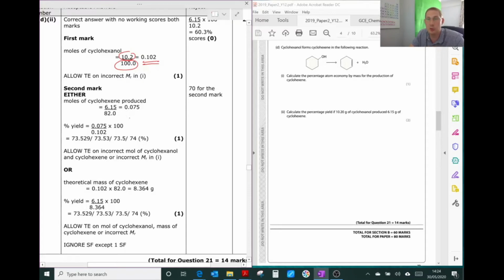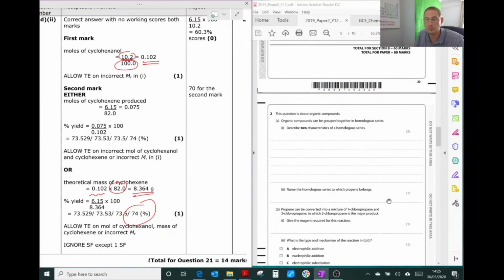It's clearly a 1-to-1 ratio, so you end up with that number of moles of the cyclohexene. The mass of cyclohexene is 82 grams, so you should make 8.364 grams of cyclohexene. So if your yield was 6.15 grams, 6.15 over 8.364 times by 100, 74%. Ignore significant figures unless you only give 1 sig fig, so don't write 70%, but anything else, provided it was correctly rounded, would have been fine.